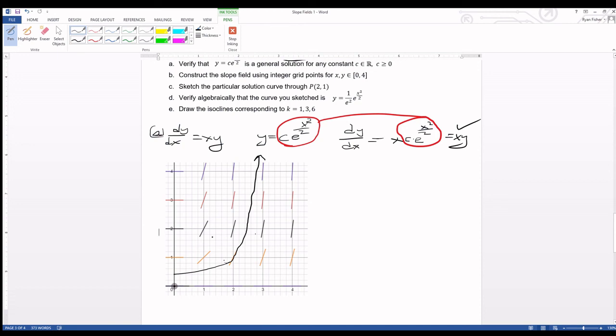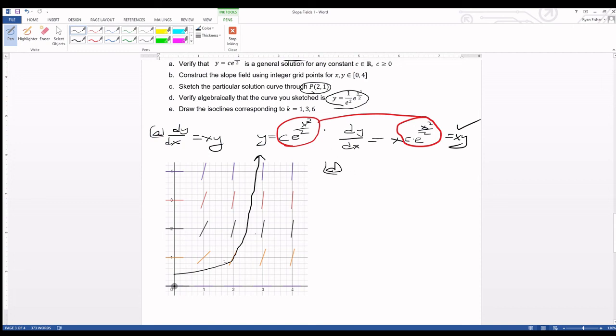Let's verify algebraically that this curve I sketched is in fact this particular curve. What this question is saying is that I want to verify that at (2, 1), this is the actual solution to this. So let's see, maybe I'll do this over here.